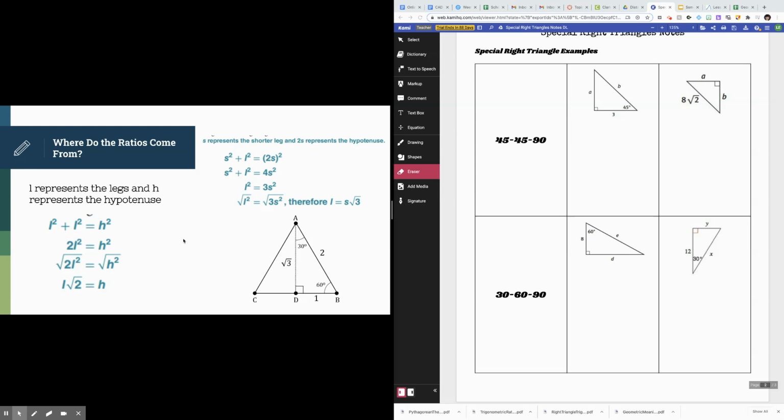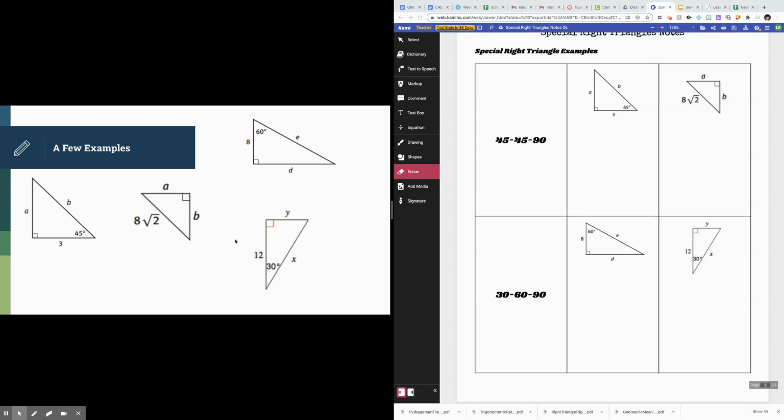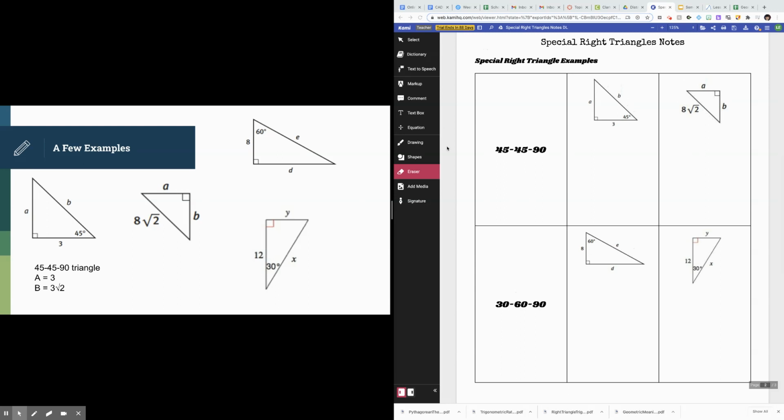This is just a way to do problems for these two types of triangles a little bit faster, right? Okay, so here are a few examples for you. Oops, I went a little bit too far. So these first two are 45, 45, 90 triangles, okay?